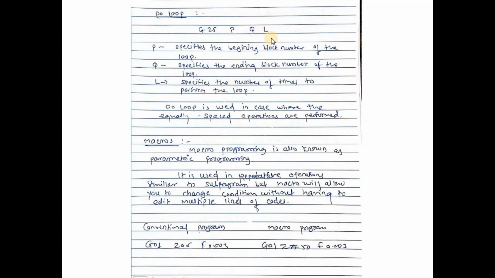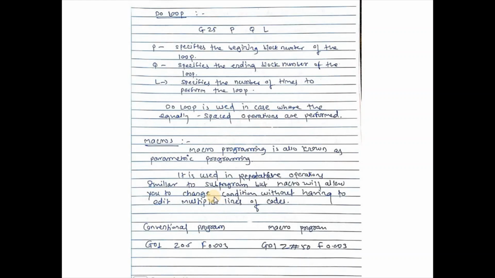How many times do you perform the do loop? 2 times, 3 times, you can input the value like this. The do loop is used where equally spaced operations are performed. For example, in a drilling operation, if I want to drill 100 equally spaced holes, I will go for the do loop operation.